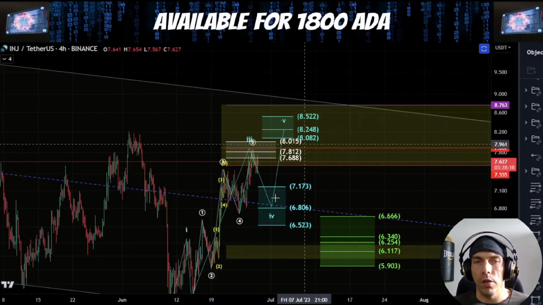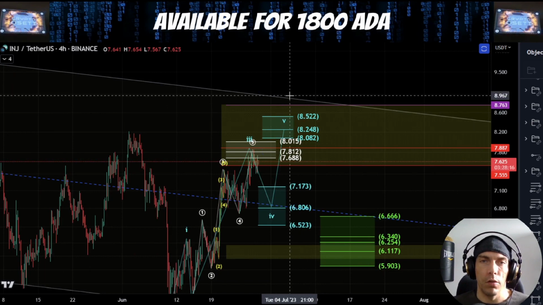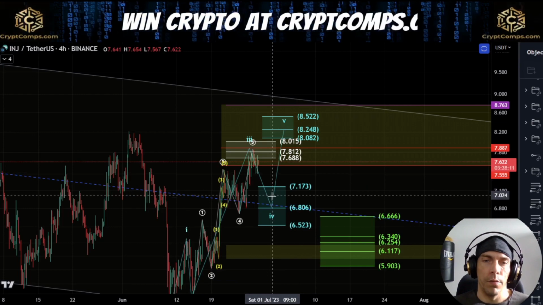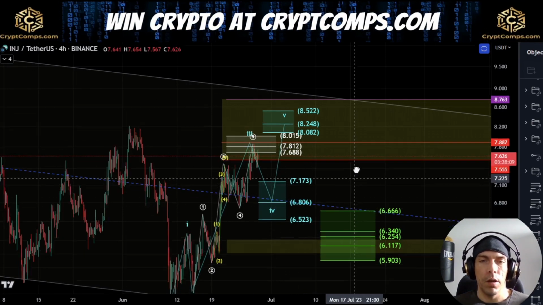So this would be quite interesting because this would actually push us back up into the top of this channel potentially and would align with the idea of having this fifth wave still to come here. So we're going to have to keep an eye on that.